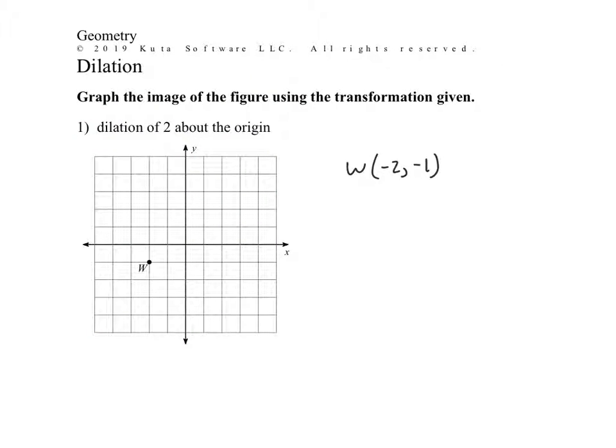So let's see this, right? Let's start with the point. So it says I want to have a dilation of 2 about the origin. So that means that I have an enlargement. What I'm going to do here to get my new point, L prime, I'm going to multiply each coordinate times 2. So this is -4, -2. So -4, 1, 2, 3, 4, 1, and 2. This is my W prime.